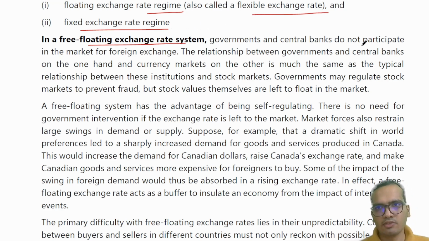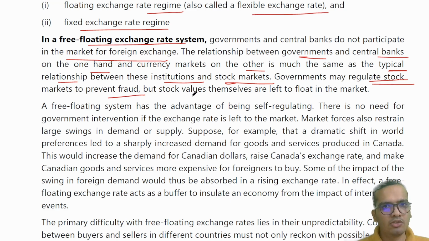Government and central banks do not participate in the market for foreign exchange. Their relationship between government and central banks on the one hand and the currency market on the other is much the same as the typical relationship between these institutions and the stock market. Government may regulate the market to prevent fraud, but stock values themselves are left to float. मतलब कुछ जगह ये कर सकता है पर प्राइमरली बायर सेलर पे डिपेंडेंट है.